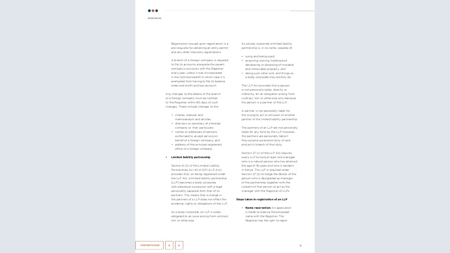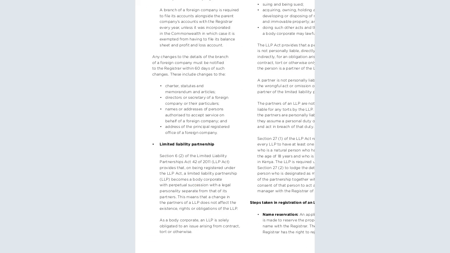So this means that a change in the partners of a limited liability partnership does not affect the existence or rights or obligations of the partnership.